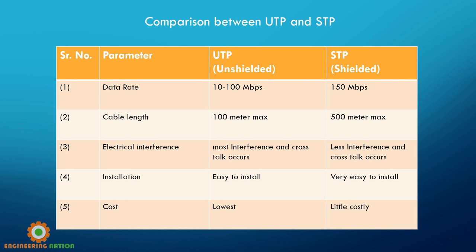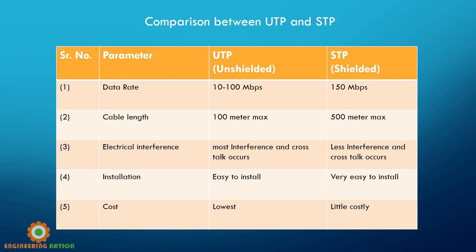What is meant by max? Max means we can get the speed of 10 to 100 Mbps within 100 meters maximum length. The same is true for STP. If the cable is 500 meters max, then we can get 150 Mbps. So the speed and the length are dependent on each other.